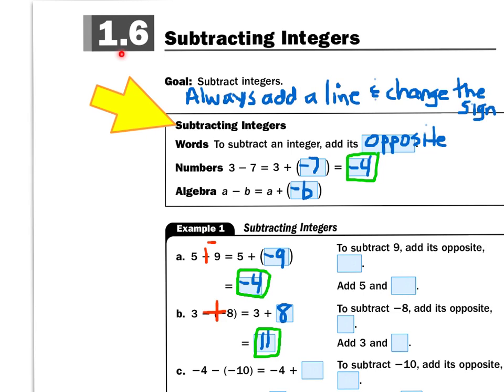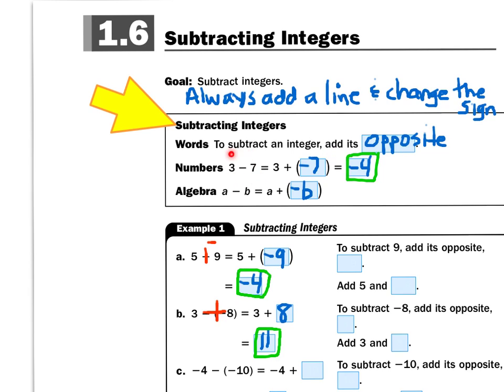Hi, so let's take a look at subtracting integers. Anytime you see subtraction, we're always going to change it to adding the opposite. So we always add a line and change the sign of what comes after it. The definition of subtraction in algebra is to add its opposite.